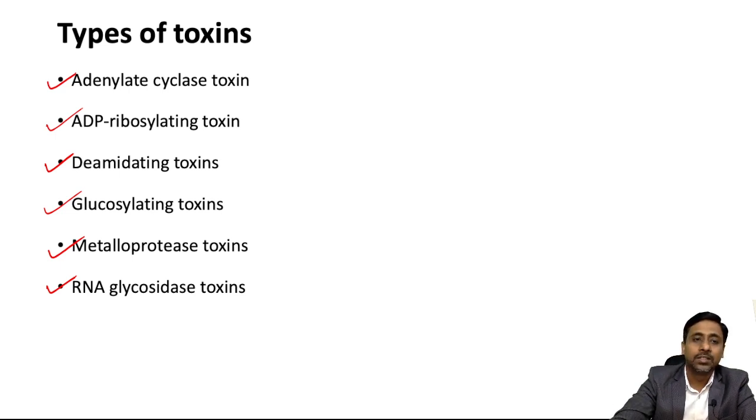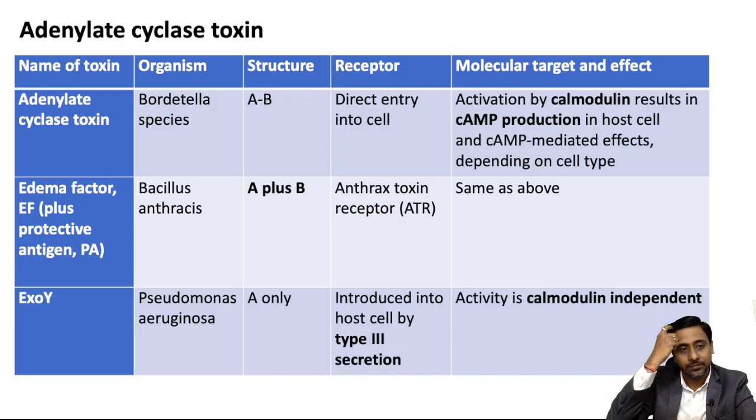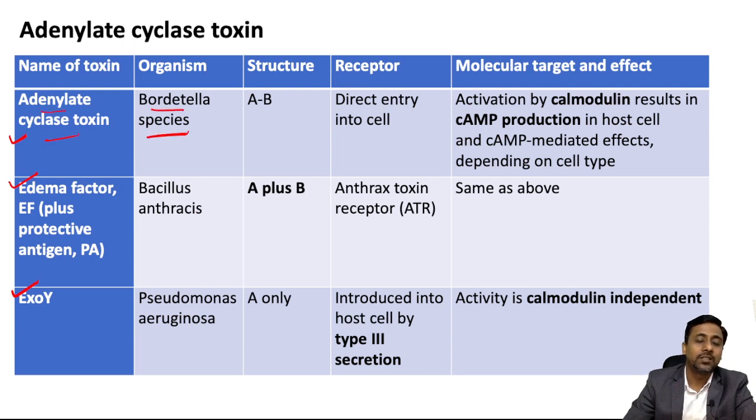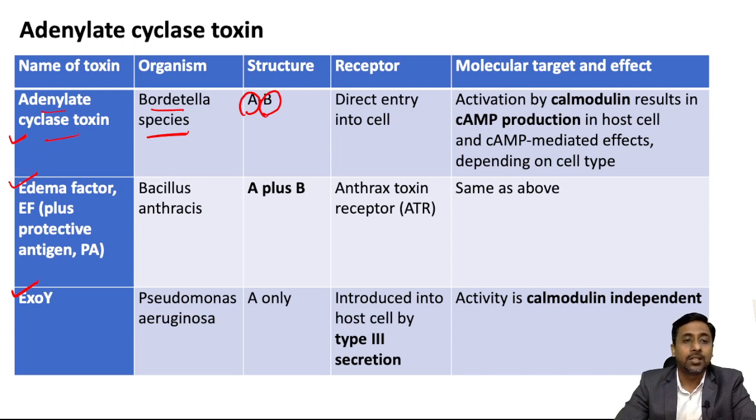Okay, so I'll start with the adenylate cyclase toxins. There are three toxins included: the first is adenylate cyclase toxin, the second is the edema factor, and the third is ExoY. I'll start with the first, adenylate cyclase toxin, which is produced by Bordetella species. The structure of this adenylate cyclase is composed of one A subunit and one B subunit, and it does not require any receptor, so it will directly enter into the cell. Direct entry into the cell, no receptor is required.